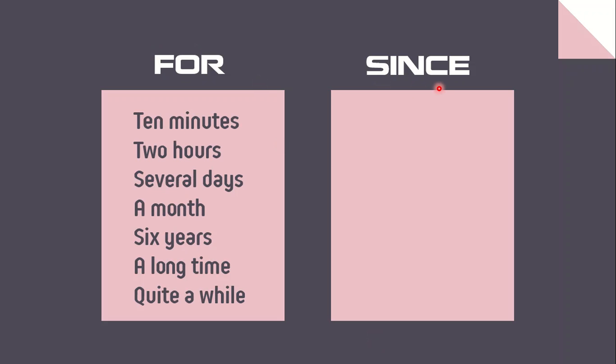These two columns include some example words usually used with for and since. Here we have for with minutes, like for 10 minutes, with hours, for 2 hours, for several days, for a month, for 6 years, for a long time, or for quite a while, right?